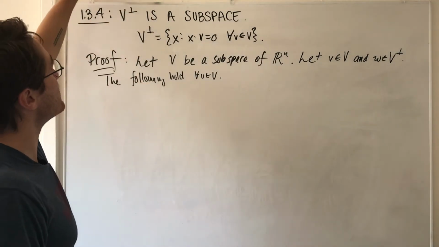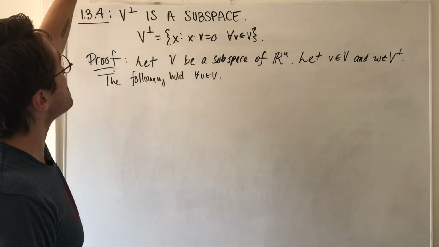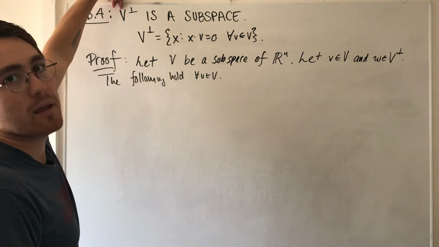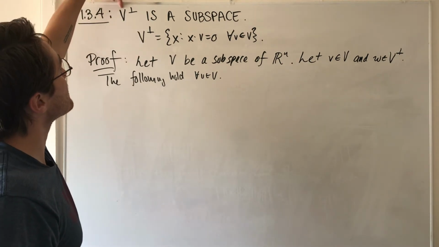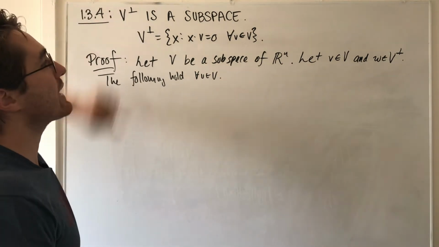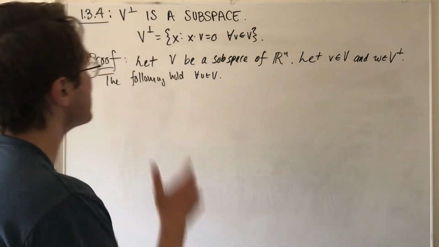I want to show that 0 lives in this set. I want to show that if I take two elements of this set and I add them, I get back another element of this set. And I want to show that if I take a scalar multiple of an element of this set, I get back an element of that set. And then I'll have shown that it's a subspace. So that's what we're going to do.